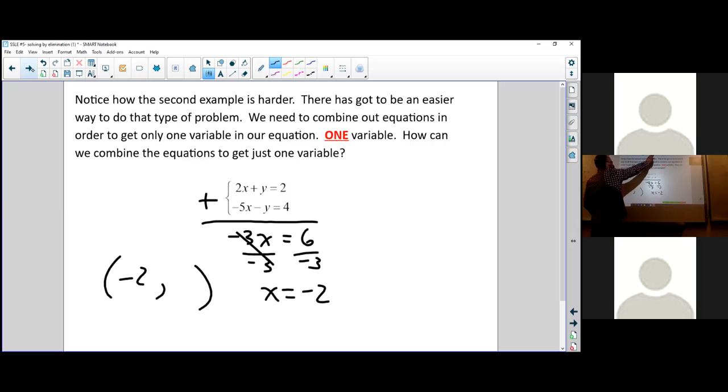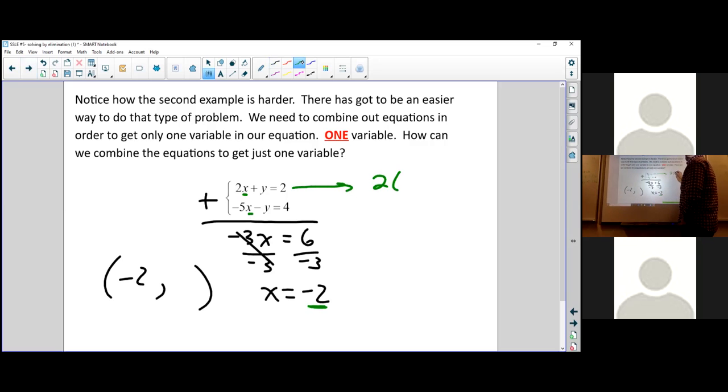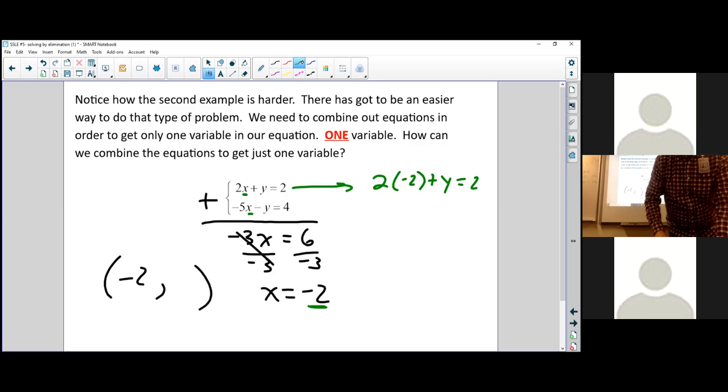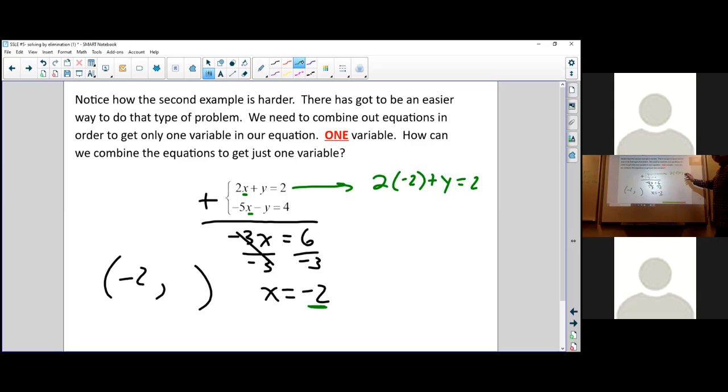So then I'm going to take my answer, this negative 2, and I'm going to plug it in either here or here. Now this one, it doesn't really matter which one we pick because we have a little bit of work either way. So I'll pick the top equation to plug it into. This is where x used to live, but x is now equal to negative 2. So then I'm going to get negative 4 plus y is equal to 2. Add 4.